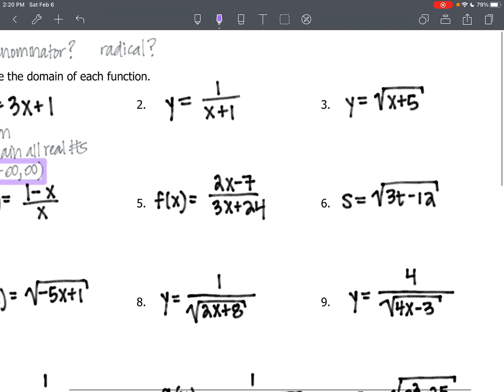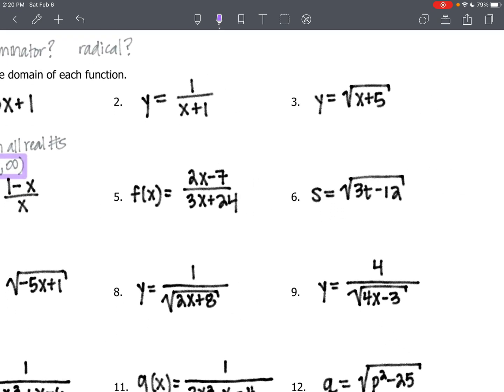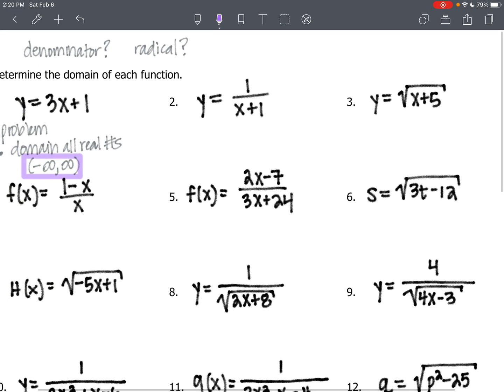Okay, let's look at the second one. y equals 1 over x plus 1. Right away, this has a denominator. What input is going to give us a 0 in the denominator? Well, set the denominator equal to 0 and solve. That is your restriction.